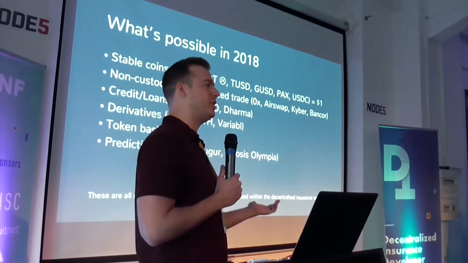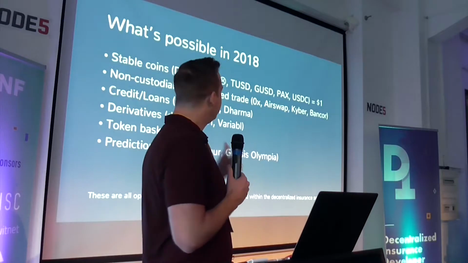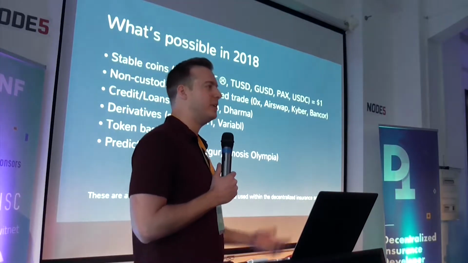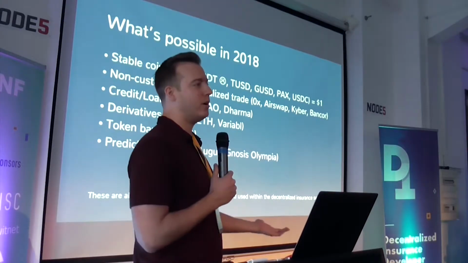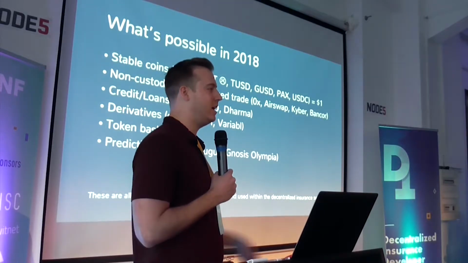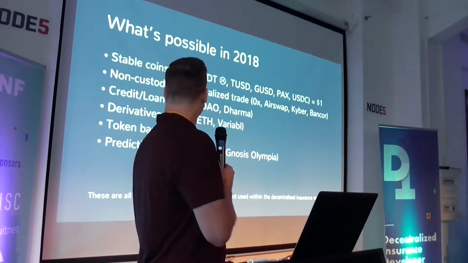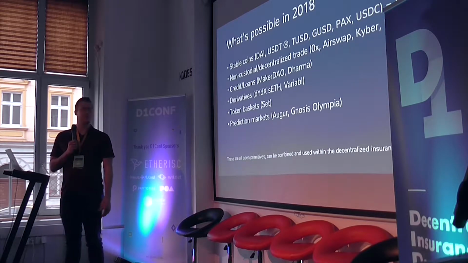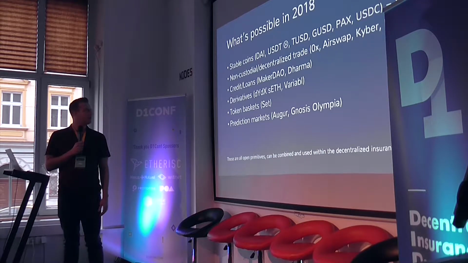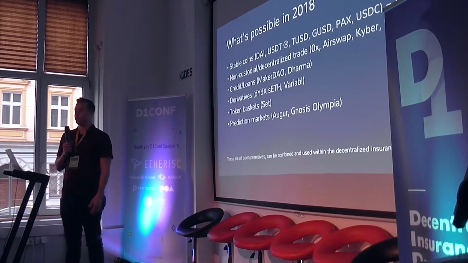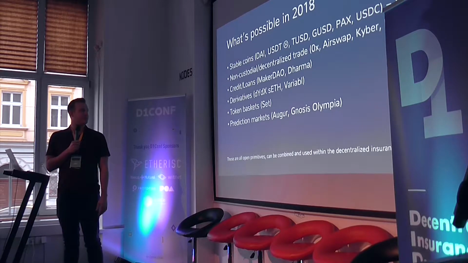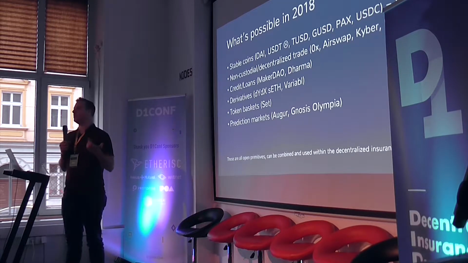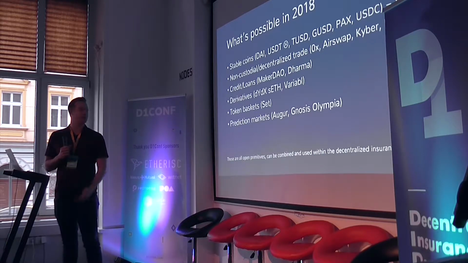We have non-custodial or decentralized trade protocols. I mentioned 0x, we have AirSwap, we have Kyber, we have Bancor, and more. There's many ways that you can trustlessly trade tokens. We have the ability to create credit and loans from things like MakerDAO and Dharma protocol, and derivatives. DYDX just released their short ETH token, which is completely decentralized. We have the ability to create token baskets where we can take many tokens and package them up into a single token to be transferred.